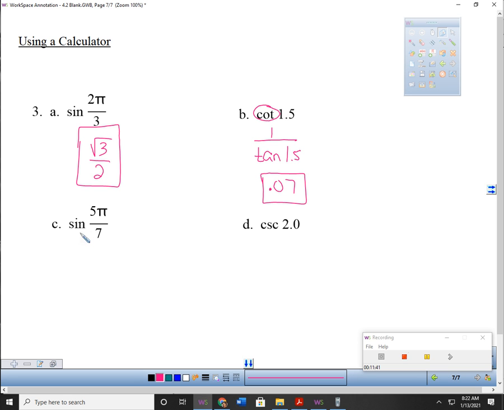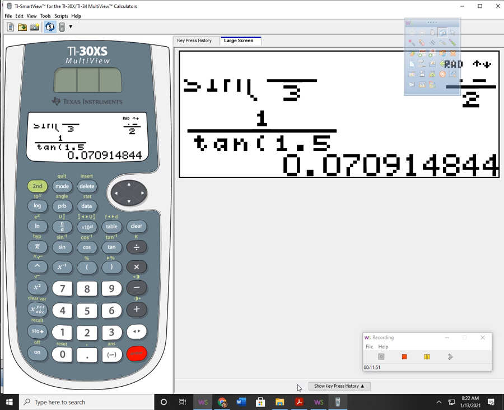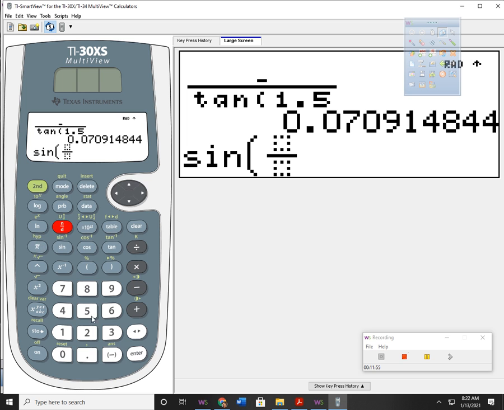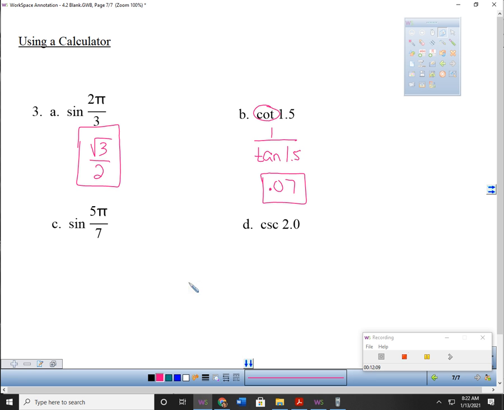Okay, so part C, sine 5 pi over 7. Five pi over 7 is not an angle on your unit circle, correct? So it's not going to give you that pretty fraction. So 0.78.